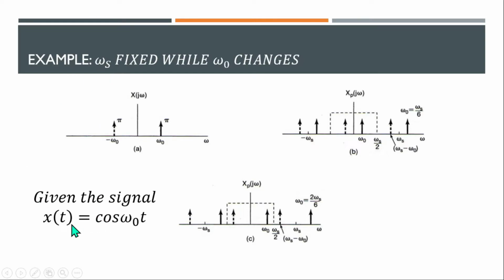Consider the signal x of t equals cosine of omega naught t. The frequency domain representation of x of t is shown in letter A. The spectrum includes also negative omega naught for completeness of analysis. In letter B, the signal is sampled at 6 omega naught. Therefore, it follows the sampling theorem.